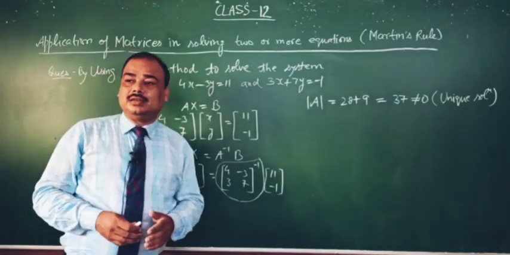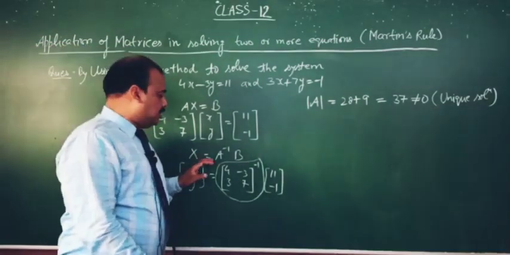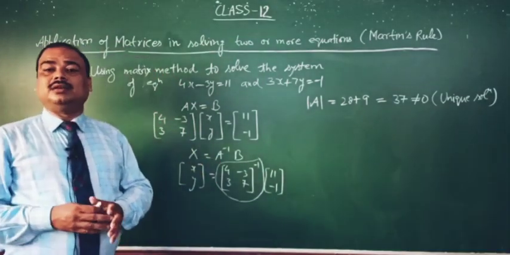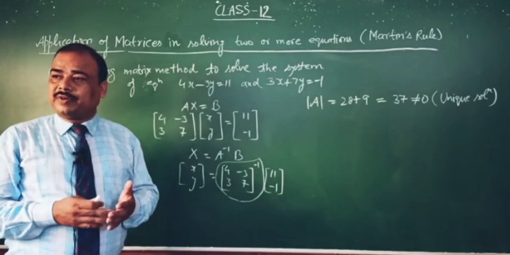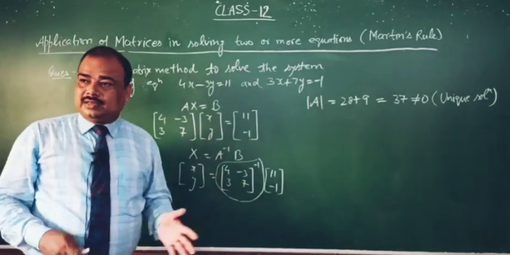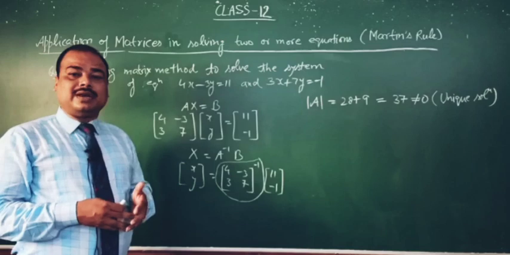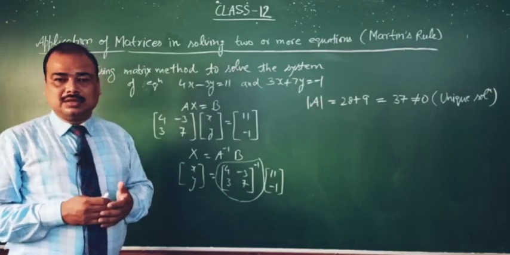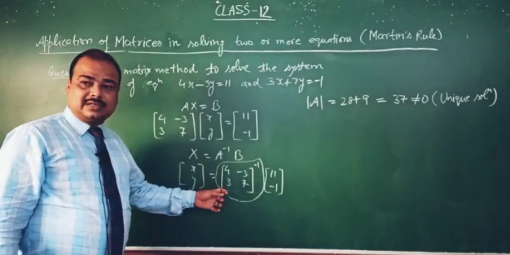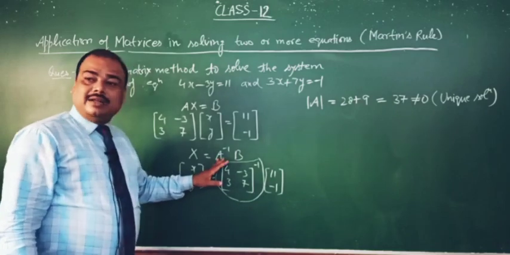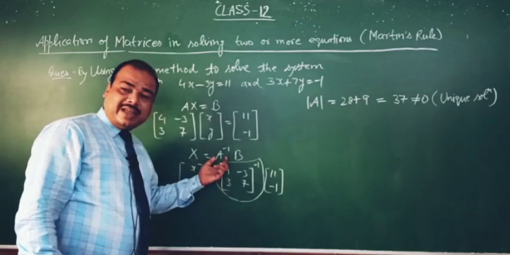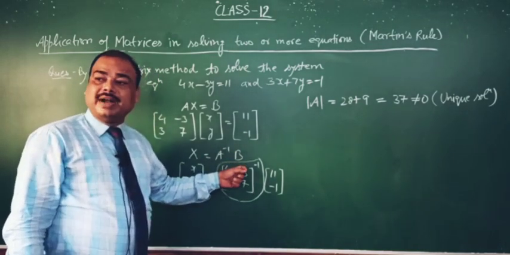For that, first of all, we have to find the cofactors. After the cofactors, the adjoint, and after the adjoint, we have to find the inverse. After finding the inverse, multiply the inverse of A with matrix B.